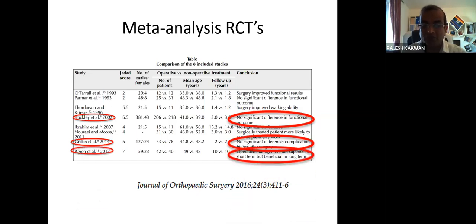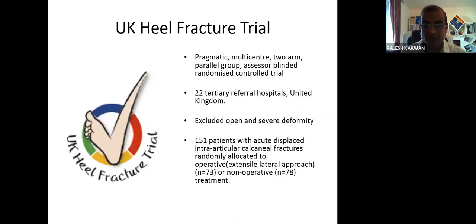Looking at long-term results, we've got evidence again to show that operative management is not superior in the short term, but slightly beneficial in the long term. Now, the main thing that you need to know for the exam is the UK HEAL trial, which was a pragmatic, multi-centered trial involving 22 hospitals. The only exclusions that they did were open fractures and severe deformities, including varus, valgus and calcaneofibular impingement.